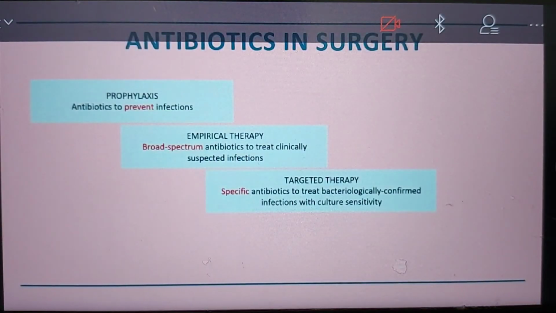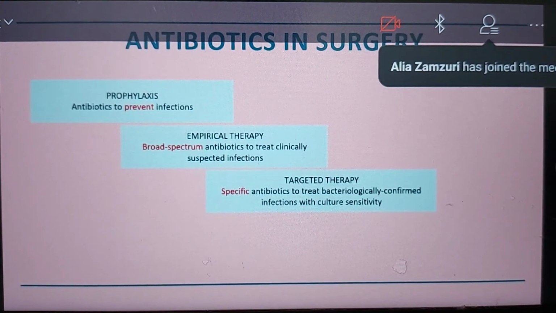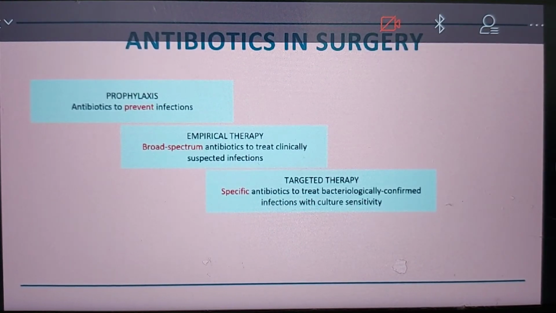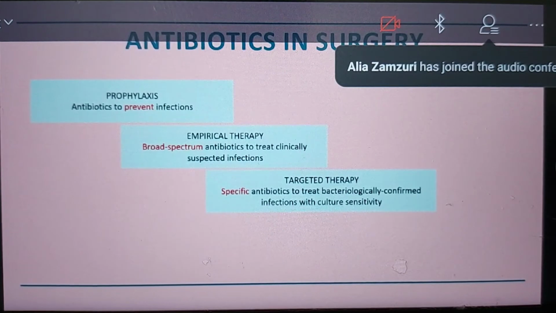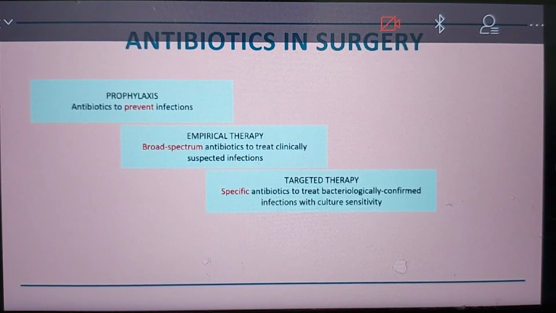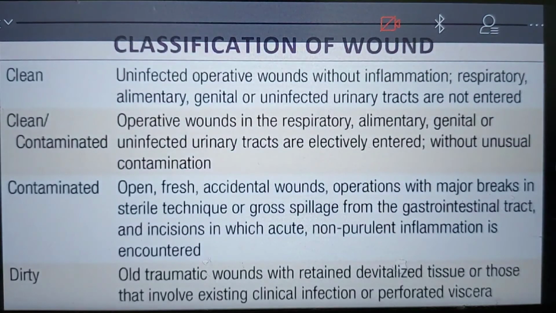So the next one, we move to the rational use of antibiotics in surgery. We have 3 groups. The first one we use for prophylaxis. The prophylaxis is the antibiotic used to prevent infection. The next one is antibiotic for empirical therapy, where we use broad-spectrum antibiotic to treat clinically suspected infection. The third one is targeted therapy, where we use specific antibiotic to treat bacteriology-confirmed infection with culture sensitivity.